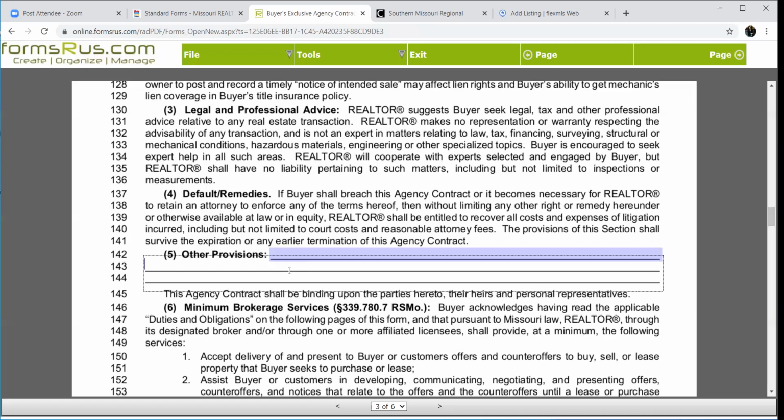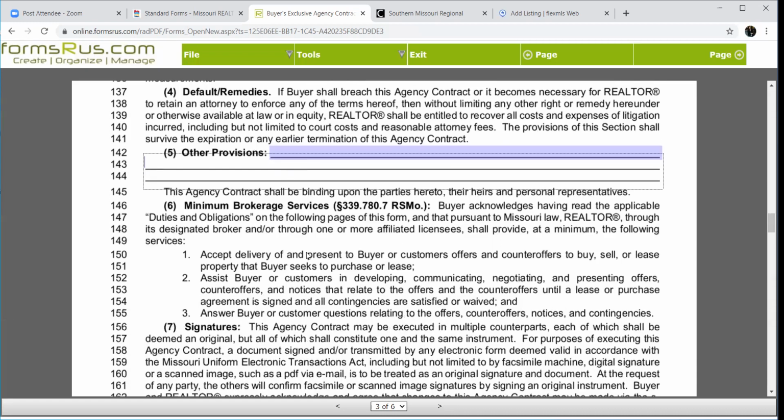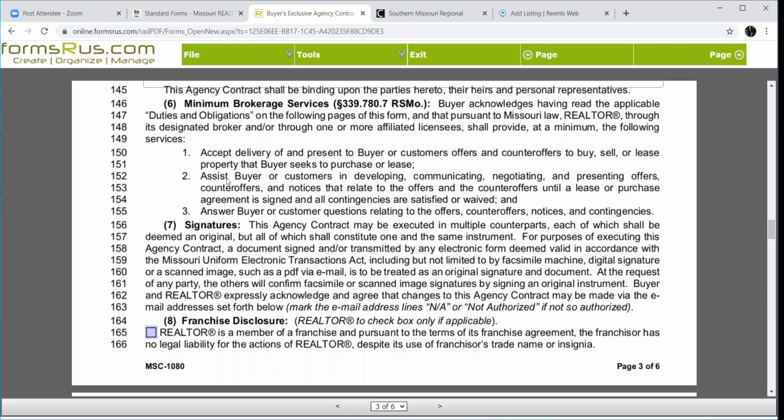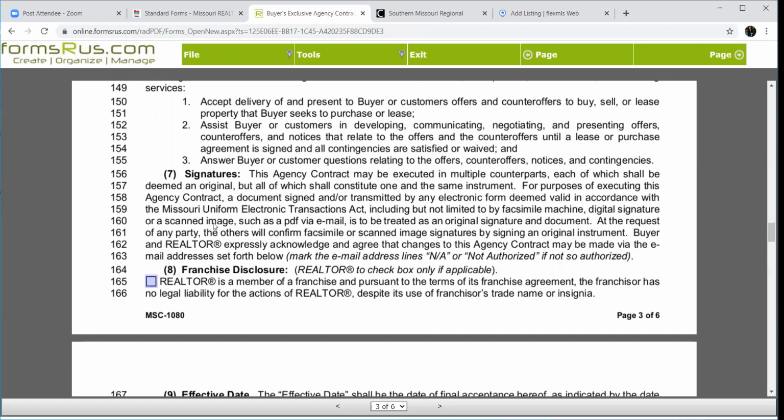Okay. Minimum brokerage services, these are the things the statute says you guys are going to do. Obviously, we're going to do more than accept and deliver offers, assist you in developing and communicating those offers, and answering questions about your offers. We're going to do a whole lot more than that, but this is what the statute stipulates that we are required to do.